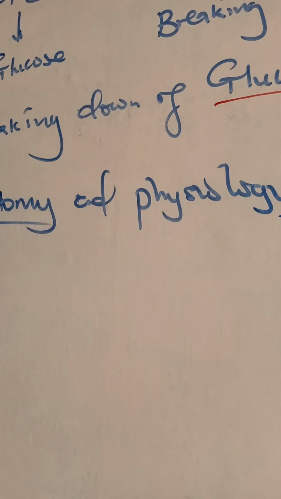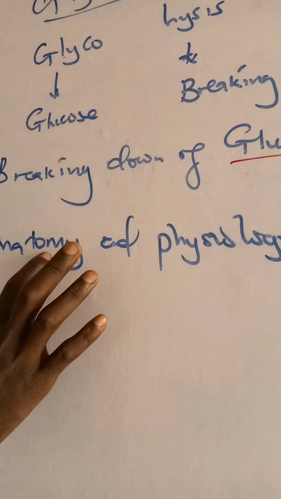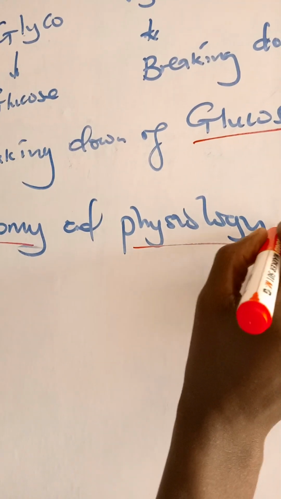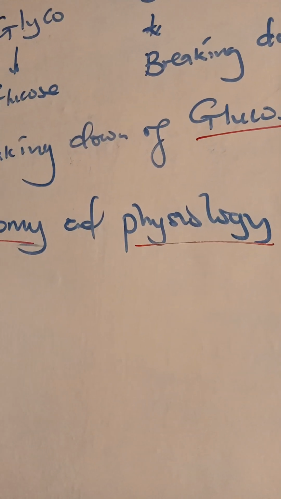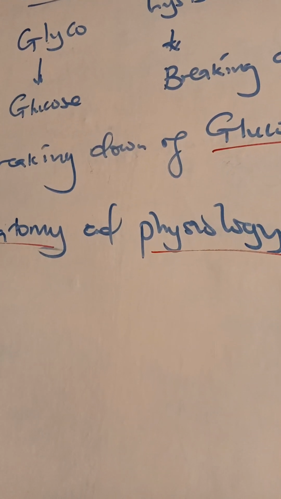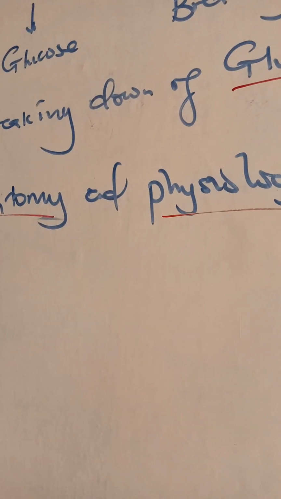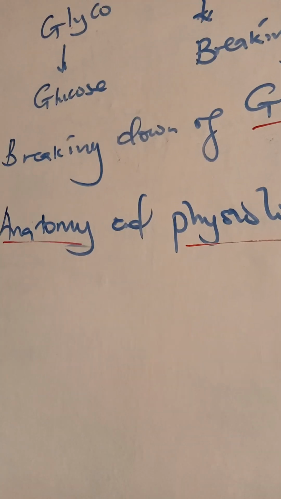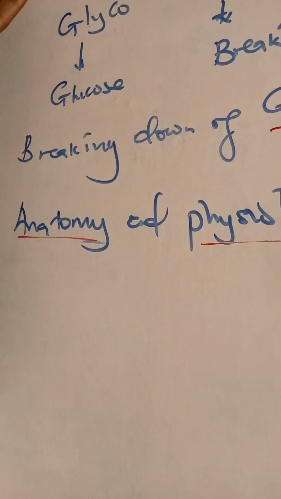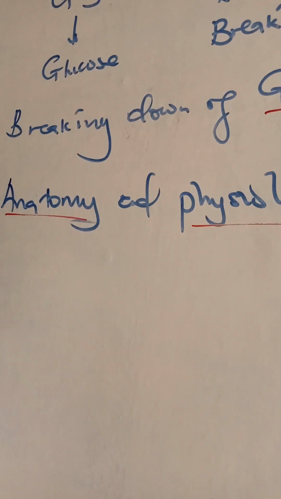When I talk about anatomy, in biology, I mean the structure. And when I talk about physiology, I mean the processes. So we are going to look at some structures and the processes that occur during this process. What we want to begin with first is to see how the cell obtains glucose, or how glucose moves to the cell.